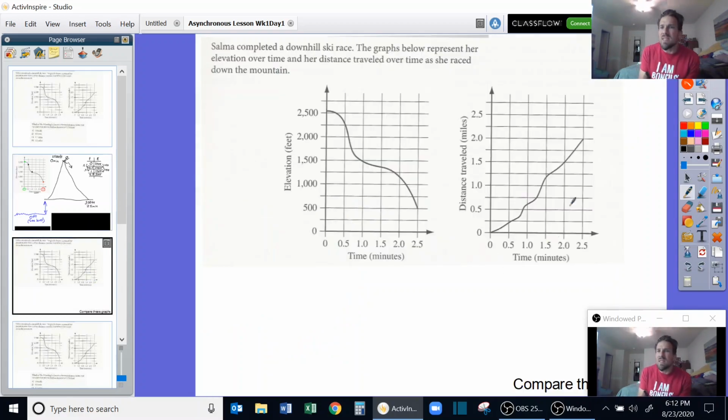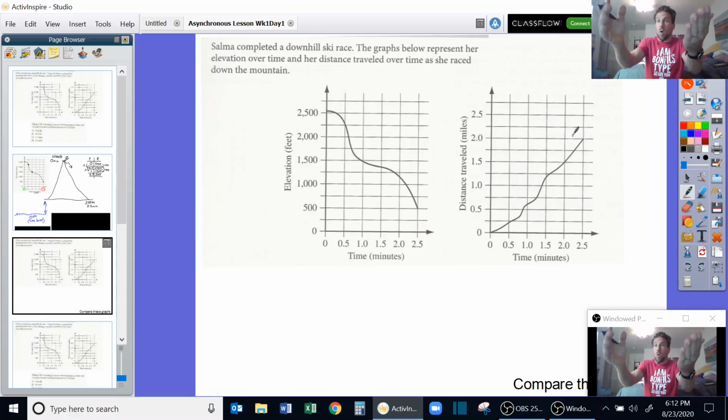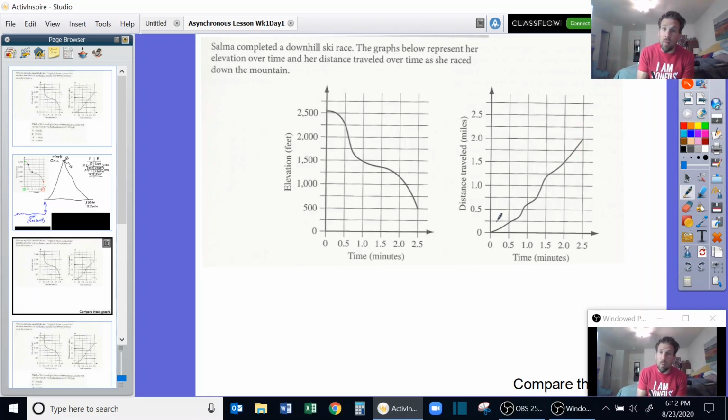Now, this next graph tells us two different stories, and I want you to notice here that while we know her elevation is dropping because she's going down the hill, here she's traveling a distance. She's moving forward, so her distance is increasing. She can't say, oh, I didn't ski any distance, or I'm skiing less and less distance as time goes on. She's skiing more distance because she's going forward.